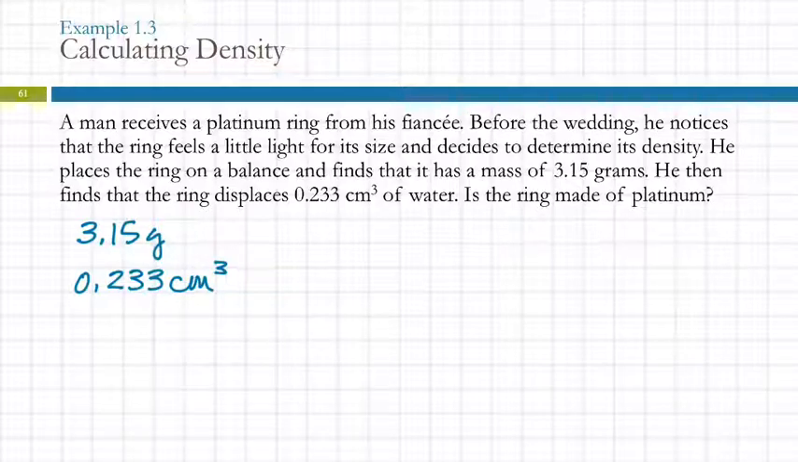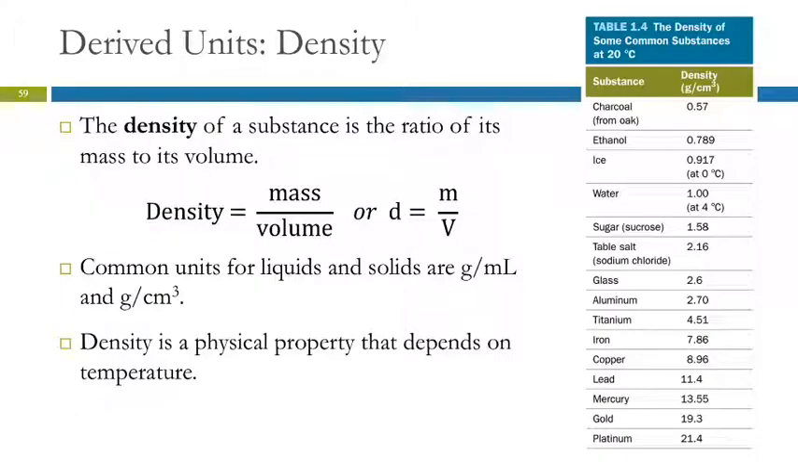So we're going to need the density of platinum. It's not given in the problem. We need to go look it up. So we'll go back to that table we saw right here. And on here we see platinum. The density of platinum is 21.4 grams per cubic centimeter. So let's write that down.